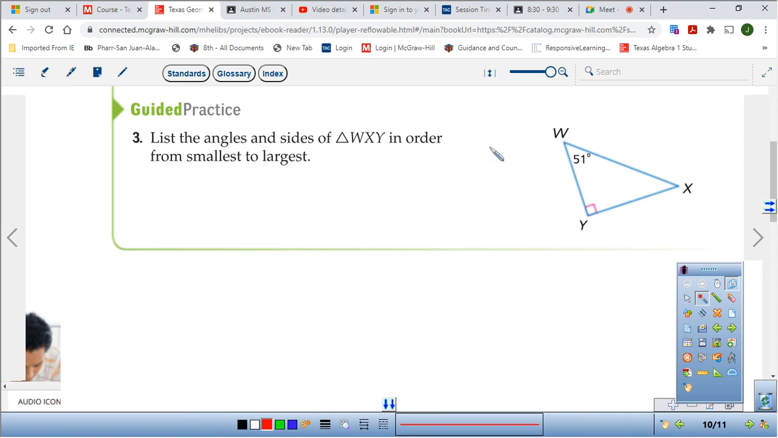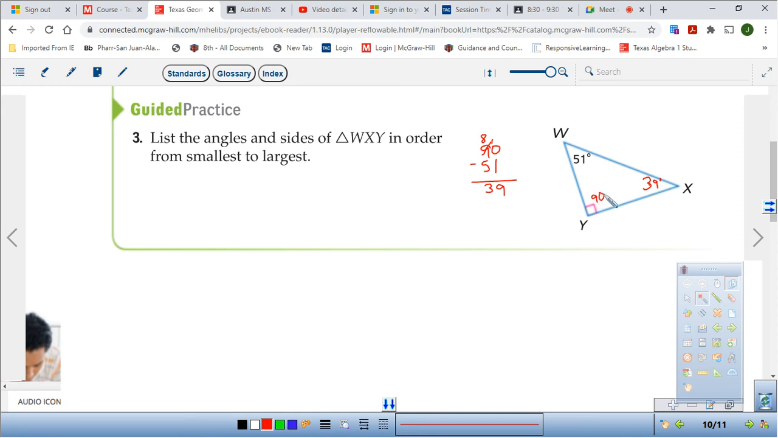So I'm going to go real quick on the side. 90 minus 51. This becomes 39. Okay, so that is cool to me. So now I know that's my third angle at 39 degrees.